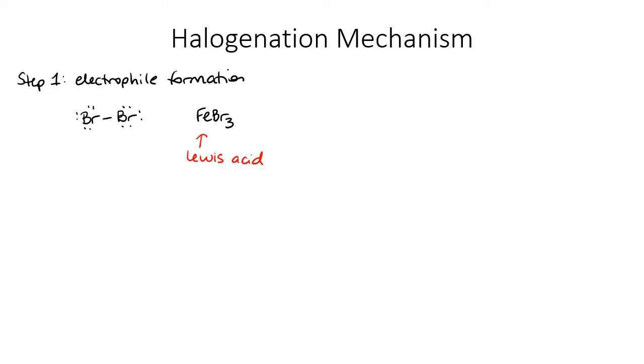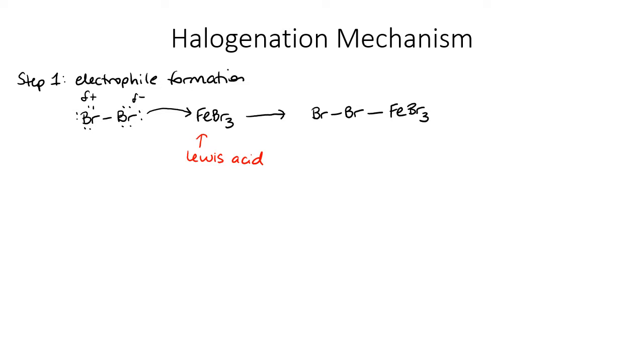So we'll go ahead and say that at this moment, the electrons are going to shift towards the bromine on the right, which is going to give it a slightly negative charge. The other one will get a slightly positive charge. So now this bromine is going to donate its electrons to iron. Now, at this point, we are going to form a complex with the Br2 and the iron tribromide.